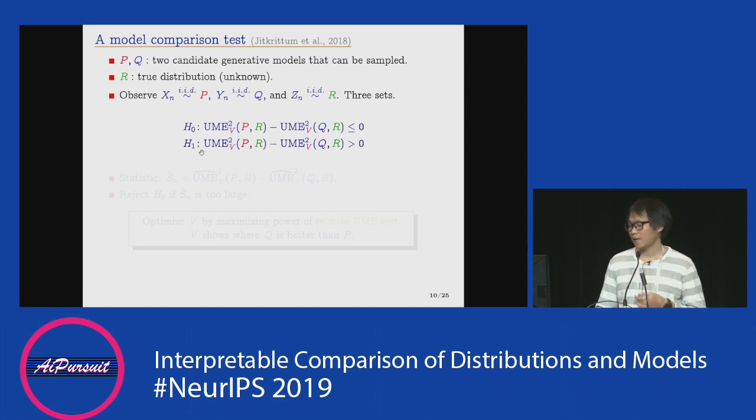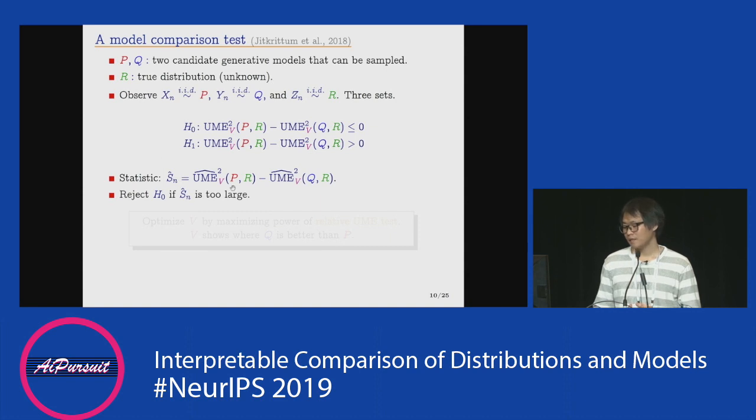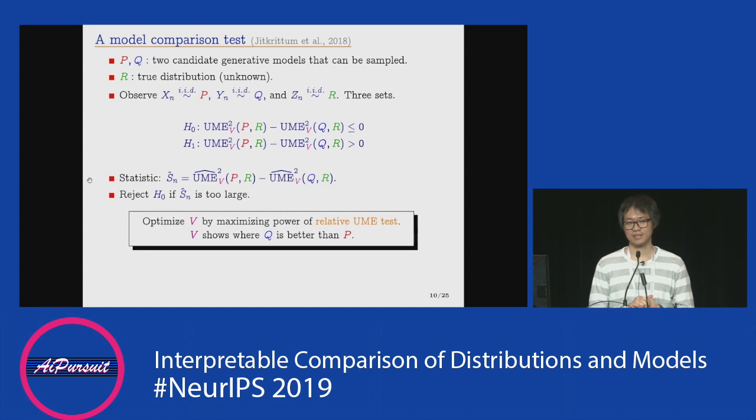Once you formulate it in this way, the test statistic is quite natural. It's just the difference of the two UME estimates denoted by S hat here. And the idea is the same as before. So we need to derive the null distribution, the alternative distribution, and so on. It turns out that in this case, the null distribution is asymptotically Gaussian. The alternative distribution is also asymptotically Gaussian. It's very simple, and we can get a test threshold and so on. Further, we can also optimize the set of test locations V.